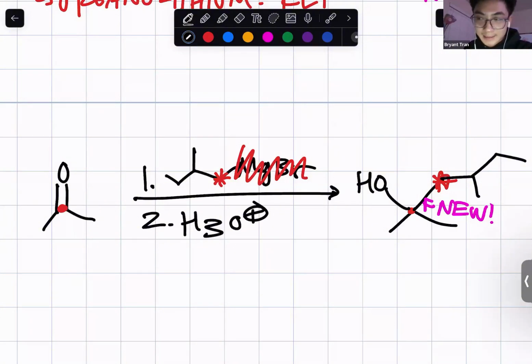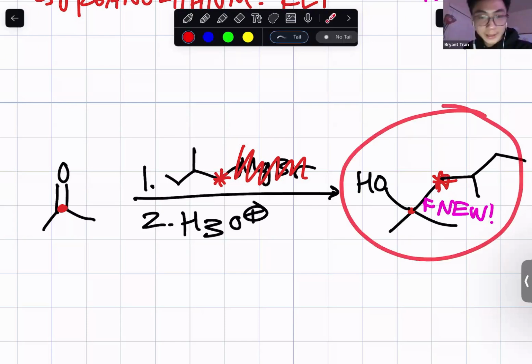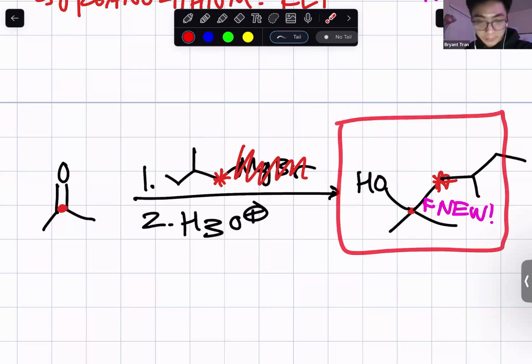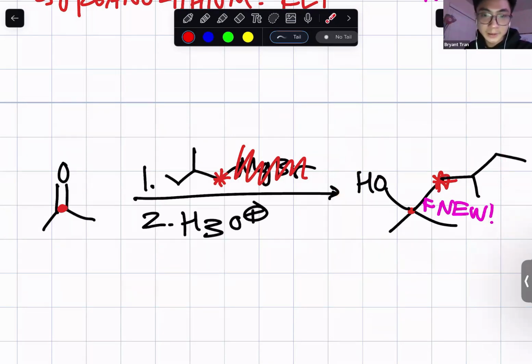If that didn't make sense, then maybe going over the mechanism, step-by-step arrow would help you visualize how it got here, right? But if you guys don't have time to do the mechanism, this is how I would do it, the tricks I would do, the things I would do to save time on the quiz. Any questions on this trick before I move on to the mechanism?